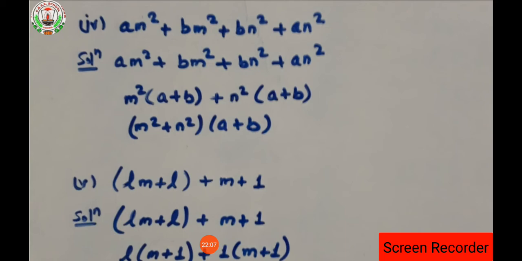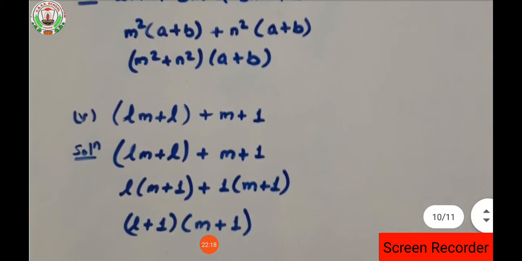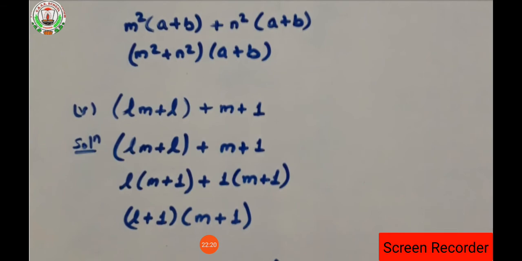Now look, the question is not in the form of identity, so we are not going to use identity here. So m square plus n square into a plus b. Clear? Fifth part of the question, lm plus l plus m plus 1 is here.